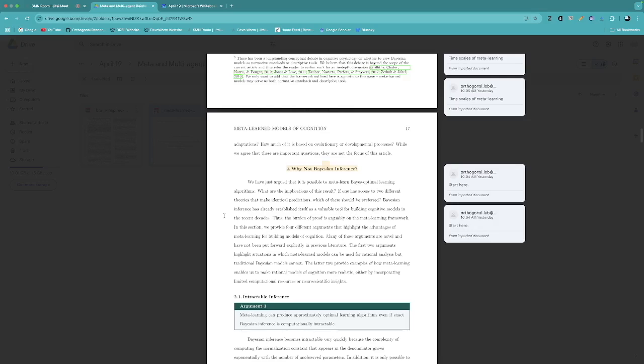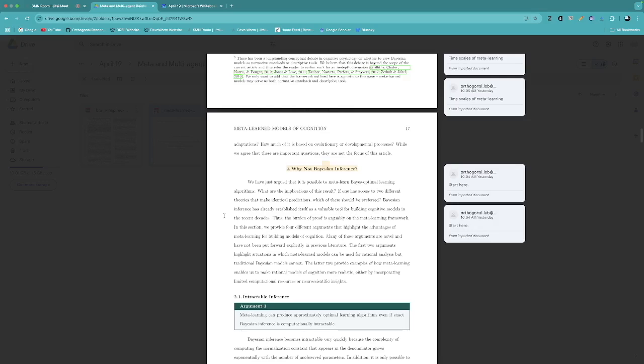Bayesian inference directly? So we have just argued that it is possible to meta-learn Bayes optimal learning algorithms. What are the implications of this result? Bayesian inference has already established itself as a valuable tool for building cognitive models. We have a lot of cognitive models that rely on Bayesian inference. In this section, we provide 4 different arguments that highlight the advantages of meta-learning for building models of cognition.